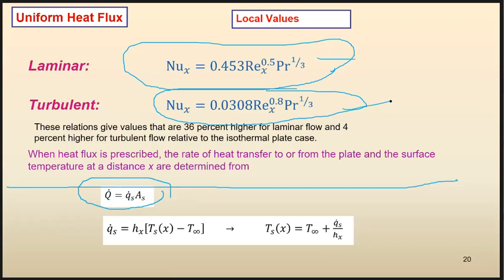By the way, these two equations are for local, not average values, right? This is the overall heat rate over the entire surface. At each location, the heat flux is given, because it's a uniform heat flux case, and it is equal to the local heat transfer coefficient times the temperature of the surface minus the temperature of the fluid far from the surface. This is called Newton's law of cooling, you remember that. According to this, you can calculate the temperature of the surface at each x location.